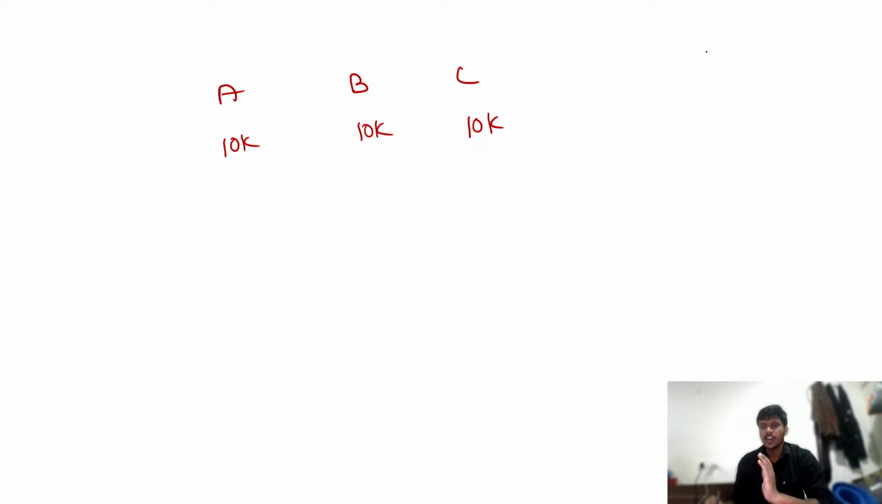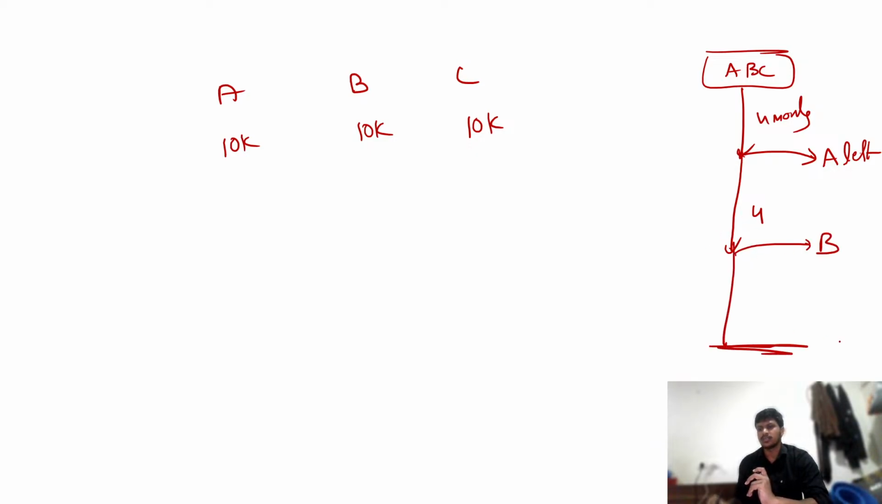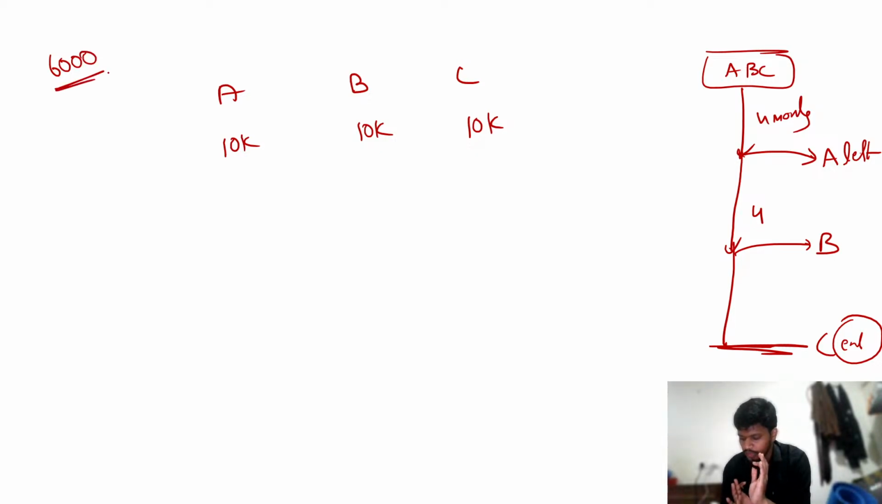But what happened there is, all of them started together. But after 4 months, due to some reasons, A left the business. Next, after one more 4 months, B left the business. C is there till the end of the year. So at the end of the year, let us take they got a profit of again 6,000. How are you going to divide the profit?